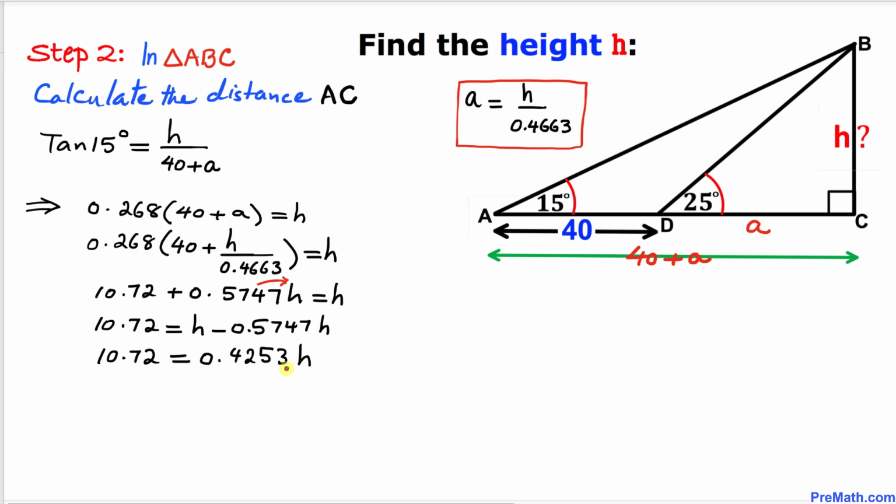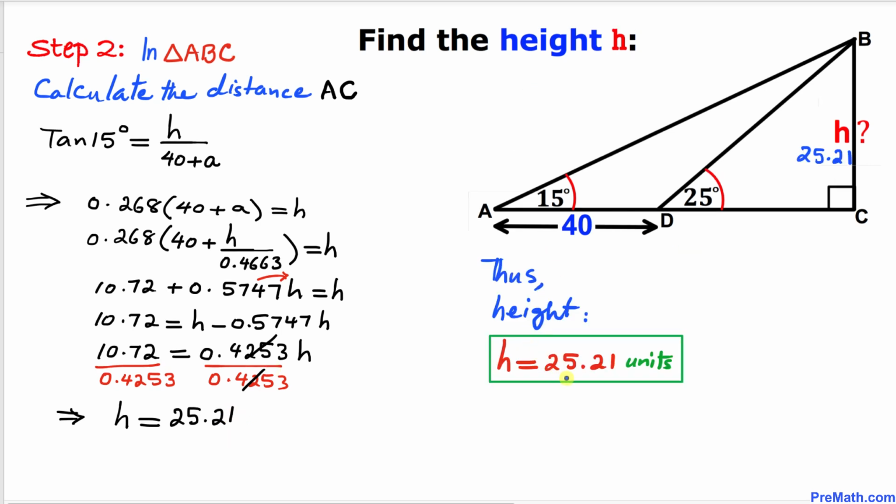If we further simplify that, 10.72 equals 0.4253 H. Now let's isolate H by dividing both sides by 0.4253. So we can see that this cancels out. So that means our height H turns out to be approximately equal to 25.21 units. So thus the height H turns out to be 25.21 units.